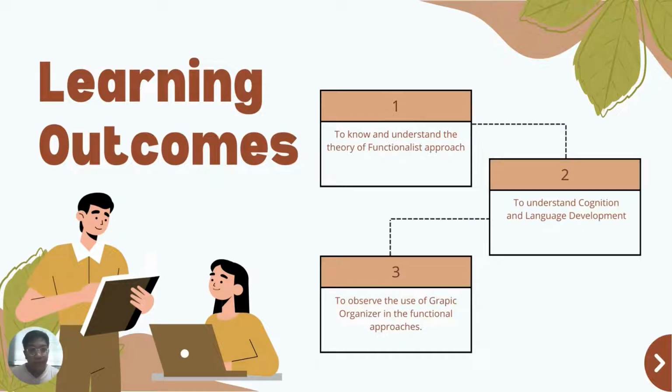Now, first, one of our learning outcomes is to know and understand the theory of the functionalist approach. The second is to understand cognition and language development. The third one is to observe the use of graphic organizers in the functional approaches. Without further ado, let's start.